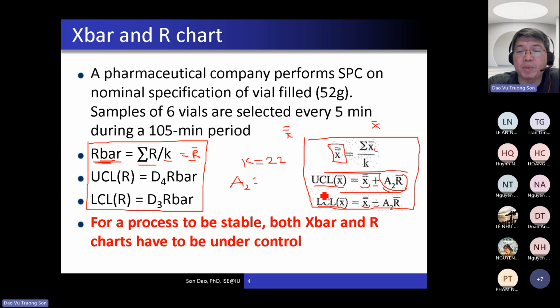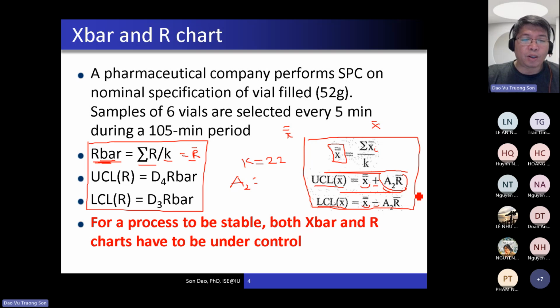We can calculate the upper control limit and lower control limit for X bar, and that is the first chart. So we calculate these components, plot the chart, determine all of the zones, and check whether there is any violation of the rules. If there is no violation, then we say the X bar process is stable. But for the process to be stable, the R chart has to be stable as well.